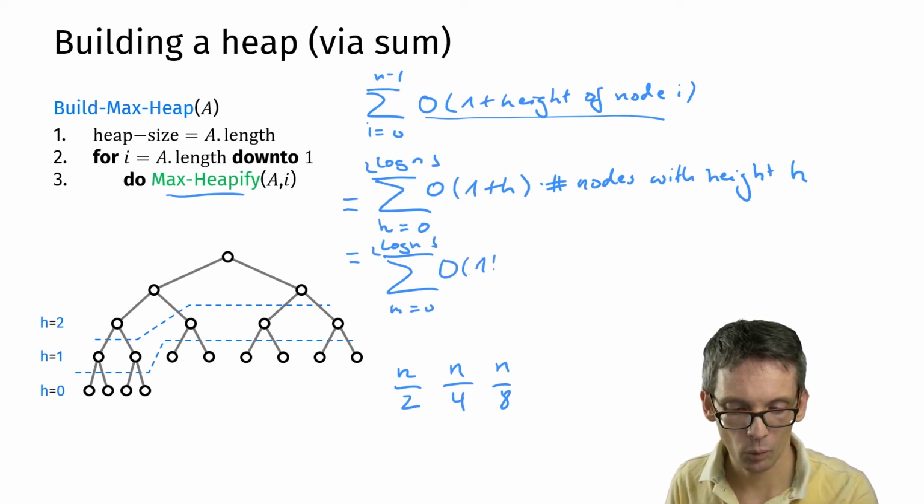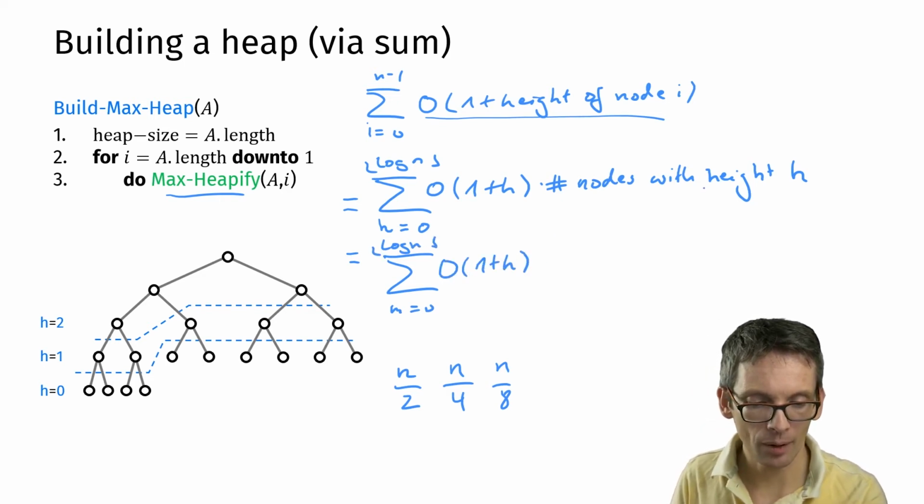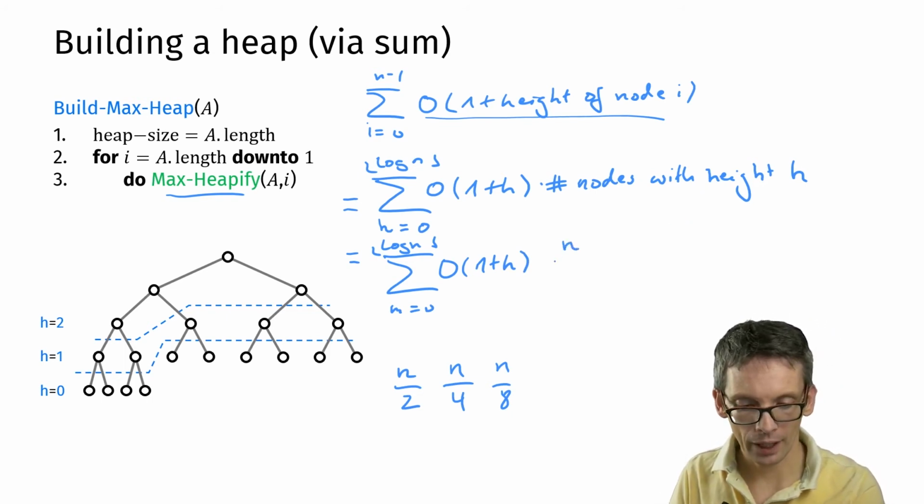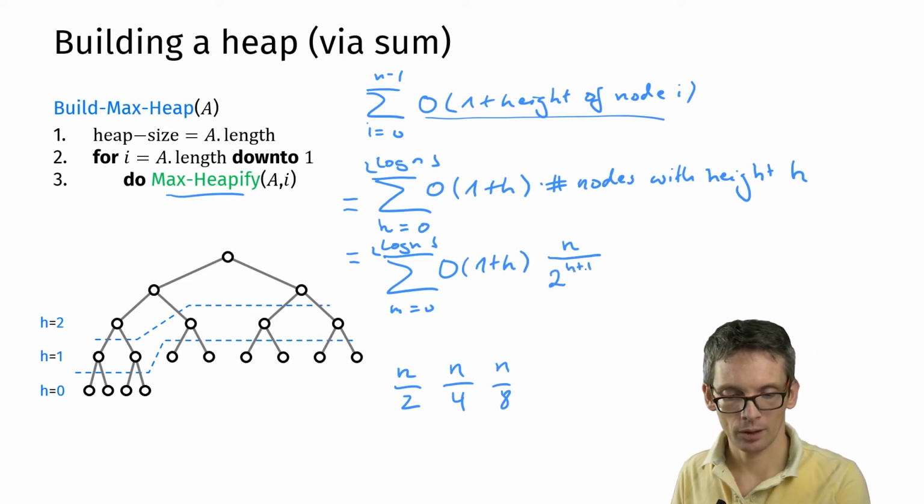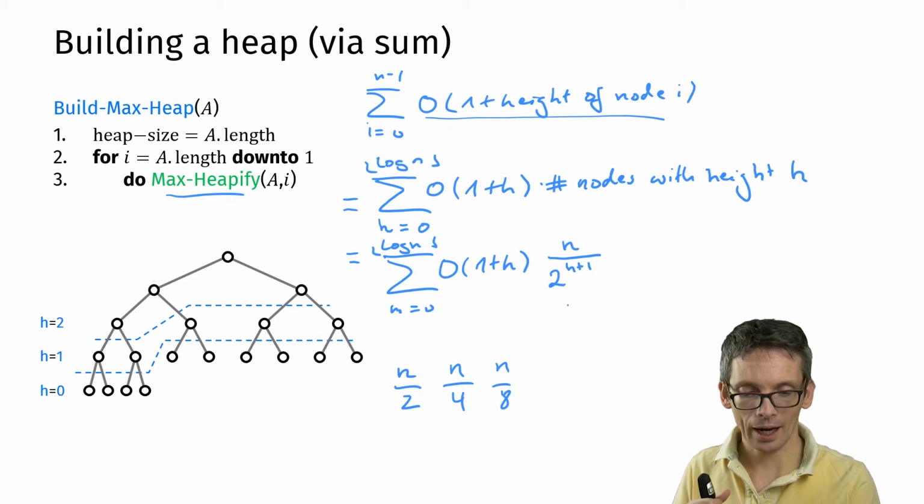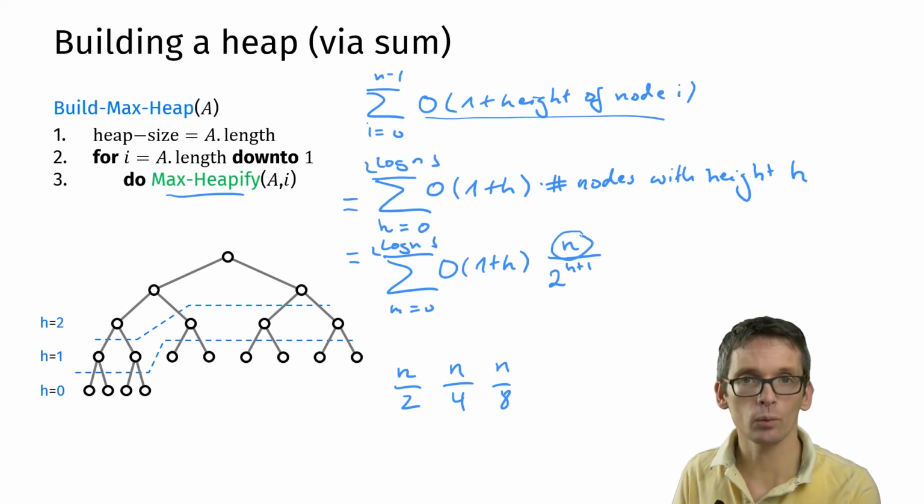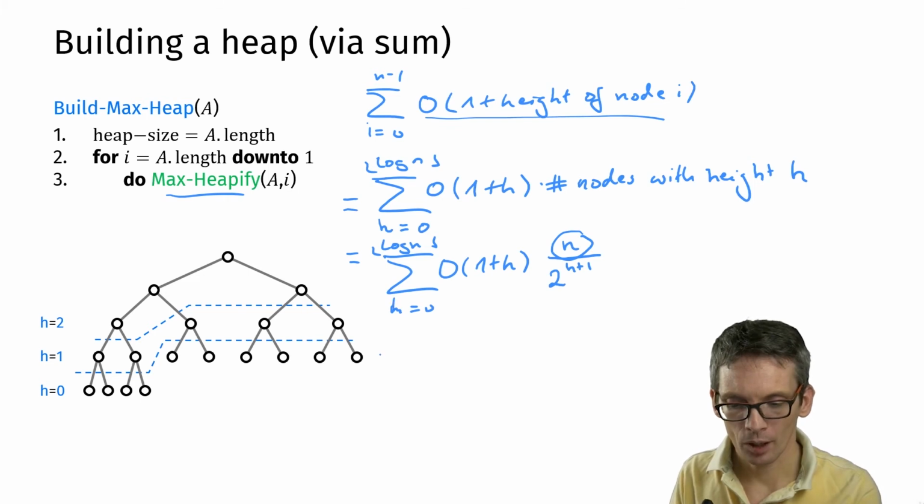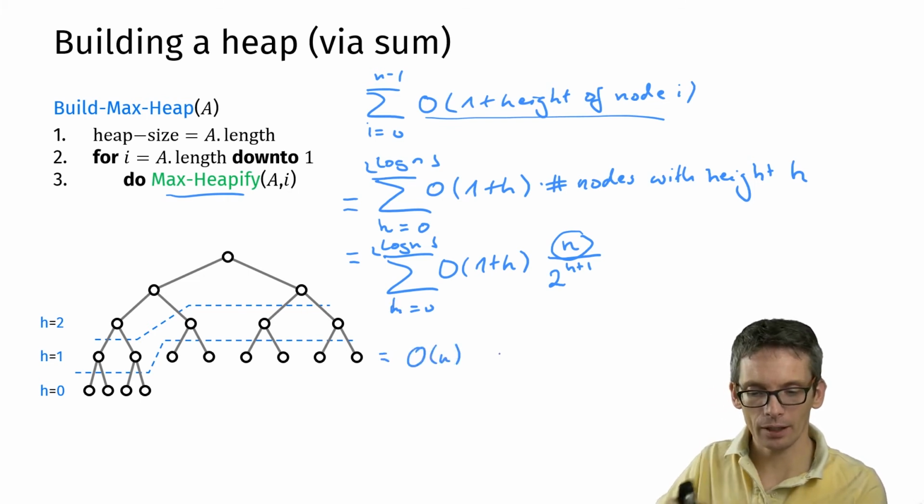So I have this 1 plus h, and the number of nodes at height h is n divided by 2 to the h plus 1. So for height 0, this is n divided by 2. What I have here is this n, which I can take out of the sum. So what does that give me? I get an O of n outside. So now the n is outside.